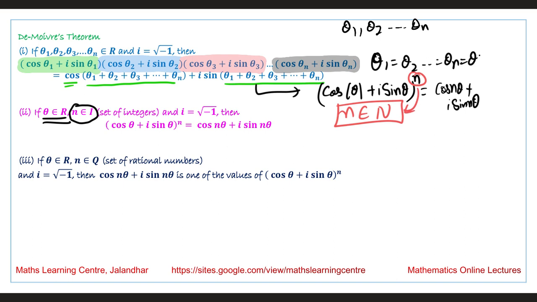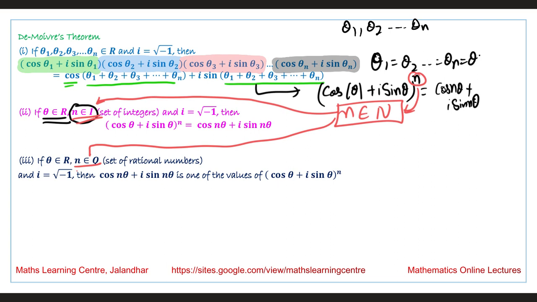Now we are talking about whether this result also holds if n belongs to the set of integers, and this result also holds if n belongs to the set of rational numbers. So we are talking about the powers over here. So if it is a natural number, integer or rational number, this result holds.